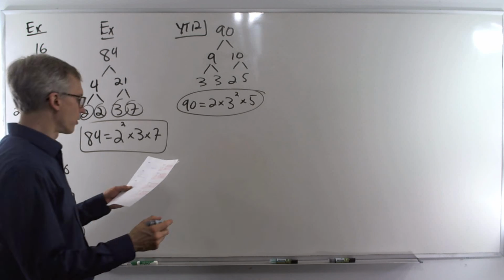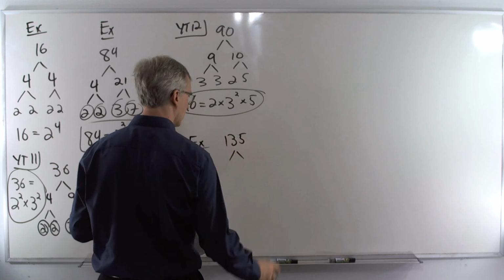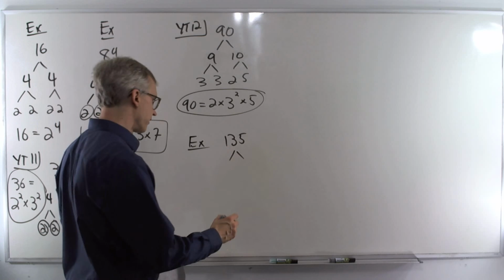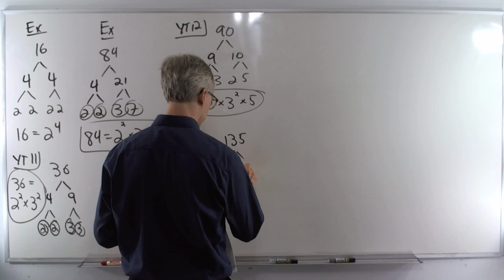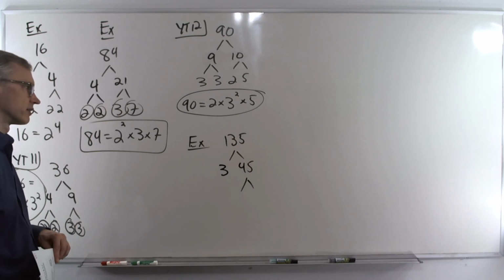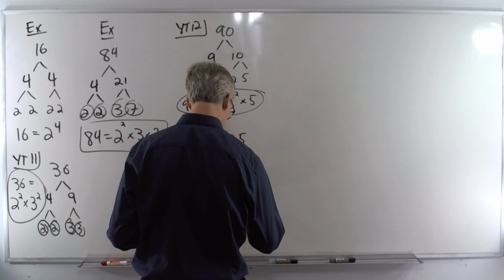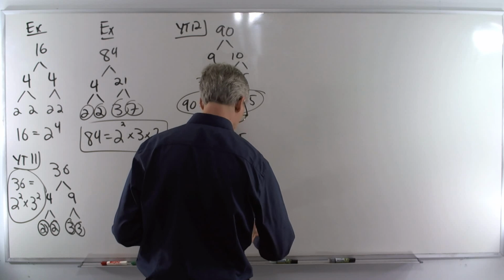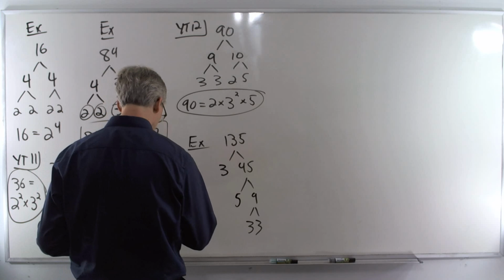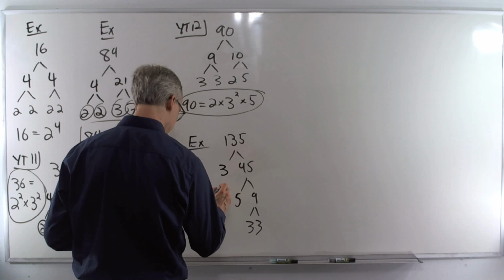Next up, example 135. Okay, 135, that is 3 times 45, or I could do that. That's just the first one that came to mind, so let's work with that. And then 45, that is 9 times 5, and 9 is 3 times 3. So that gives us 3 3s and a 5. So 135 equals 3 to the third times 5.